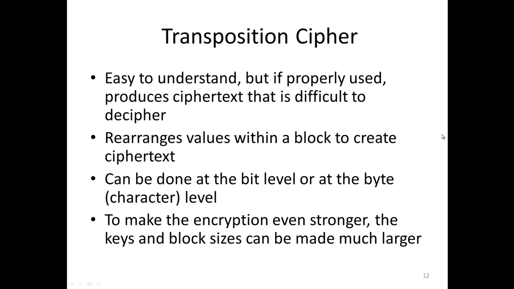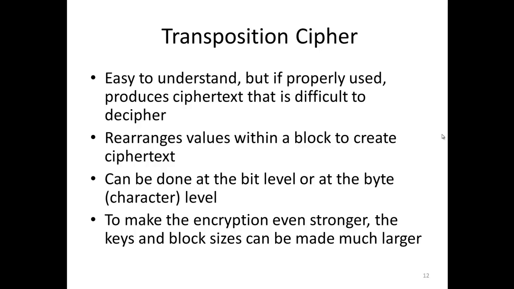Transposition ciphers simply rearrange the values within a block to create the ciphertext. Just like a substitution operation, it's very simple to understand but can be incredibly complex to decipher if properly used. Unlike the substitution cipher, the transposition cipher, sometimes referred to as the permutation cipher, simply rearranges the values within a block to create the ciphertext. This can be done at the bit level or at the byte or character level as well.